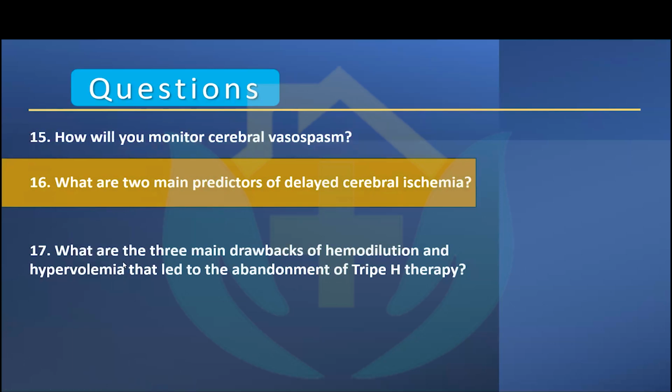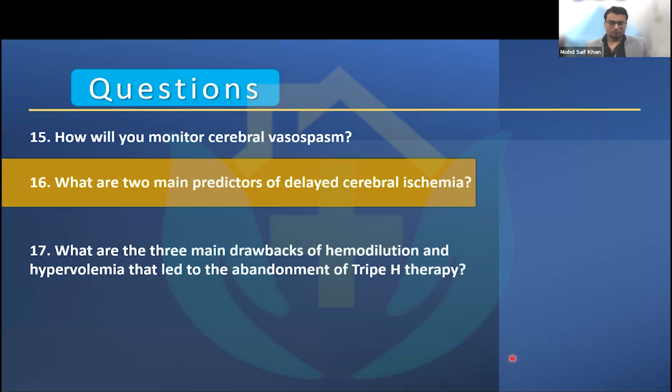What are the two main predictors of delayed cerebral ischemia? A decrease in GCS, sir. Clinically, yes. Clinical is always best. So the main predictors: if the clinical grade was already bad, or if there is thick blood on CT. Fisher's grading is also important. And then they have mentioned the presence of intracranial hematoma.